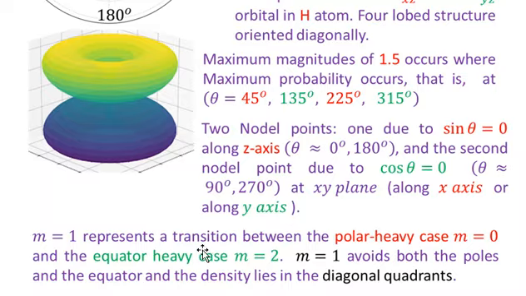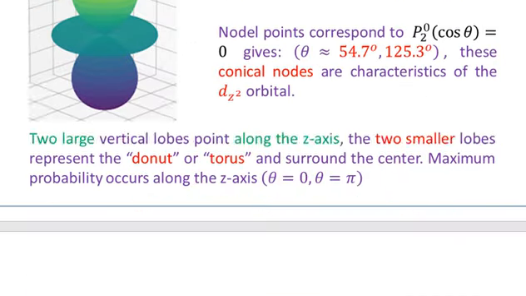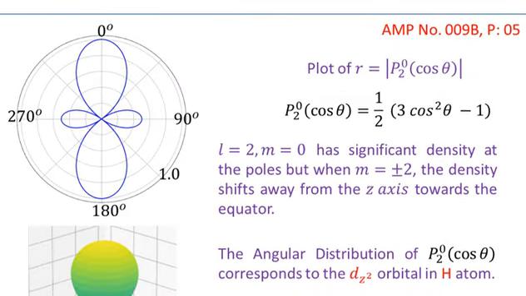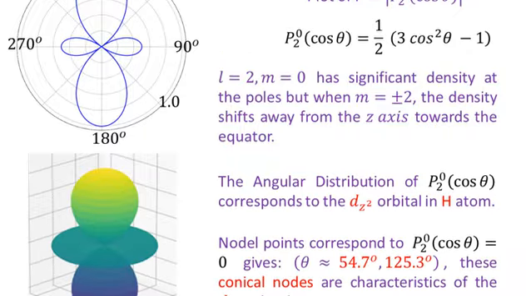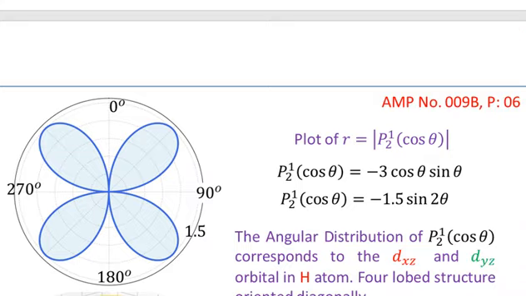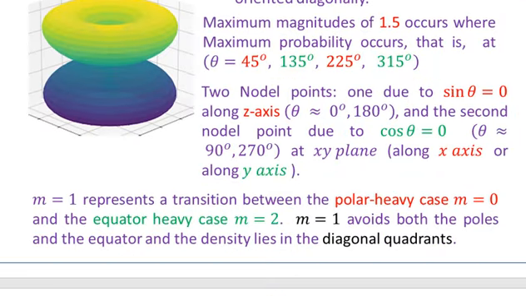So m equal to 1 represents a transition from the polar heavy case, m equal to 0. You know that m equal to 0 is the polar heavy case. What does that mean? We discussed in the previous figure the case of m equal to 0. That is, we have a high density along the pole, that is along the z-axis. That's why it is called a polar heavy case. And here we are discussing m equal to 1.